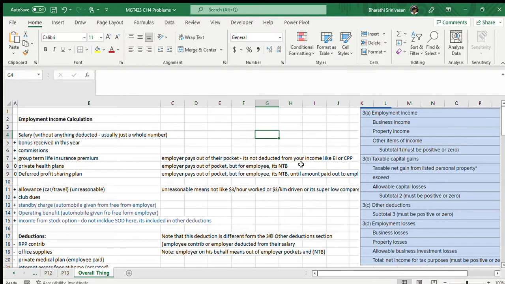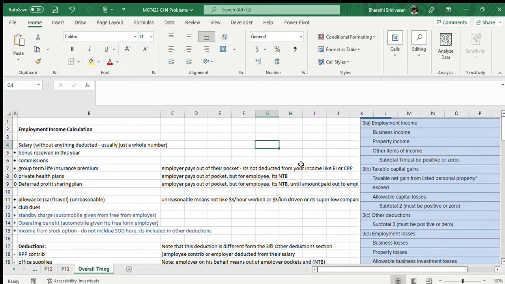Okay, so right now we're going to go over employment income calculations. This is about why each number is how it is, and things like that.